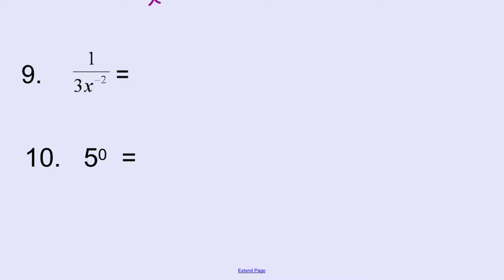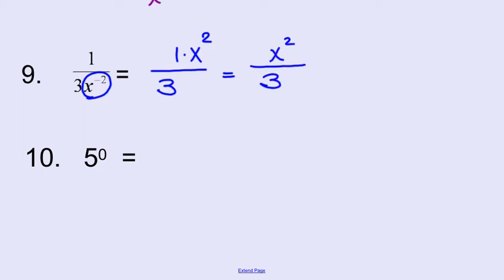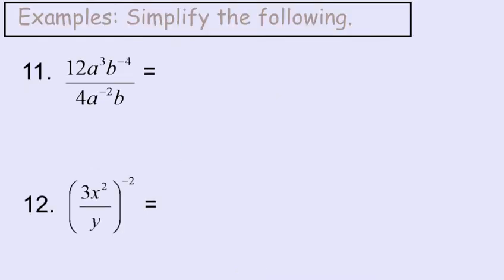Number 9, we have this little negative power here. The 3 does not have a negative, so that 3 is going to still stay there, but now my x is coming up to the top and becoming a positive x squared. So my answer then is just 1 times x squared is x squared over 3. Number 10, 5 to the 0 power. Remember that 0 power? It equals 1. Anything raised to the 0 power is 1.